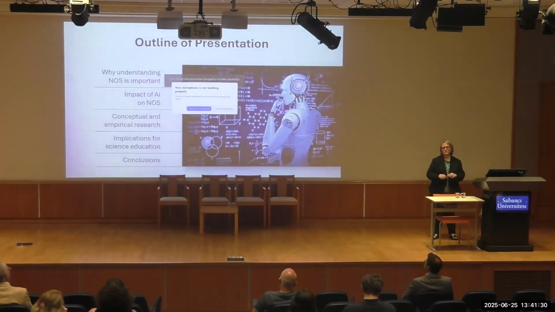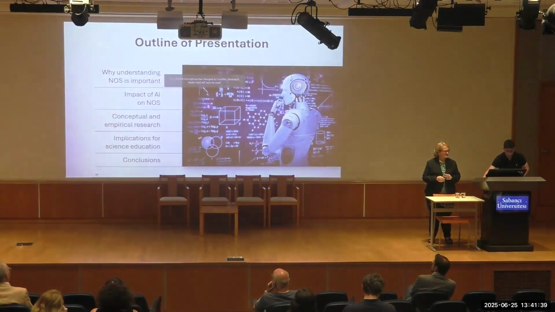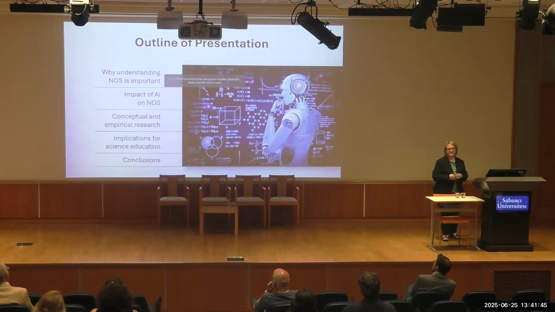What I would like is to, first of all, articulate why understanding the nature of science is important. I'll explain what that means. And I will then focus on some examples, some conceptual analysis of the impact of AI on nature of science, and also give you some indication of some of the empirical research that we're doing in this area, and then draw out some implications for science education.